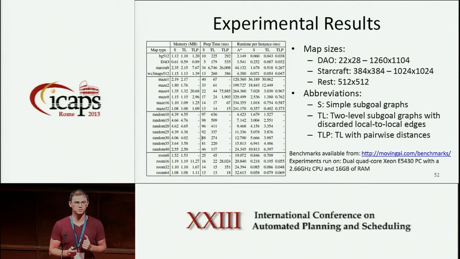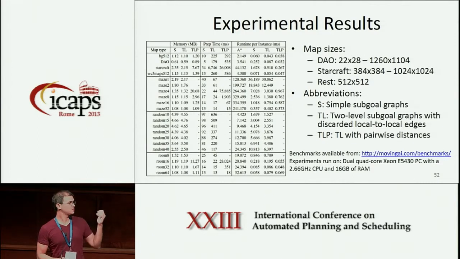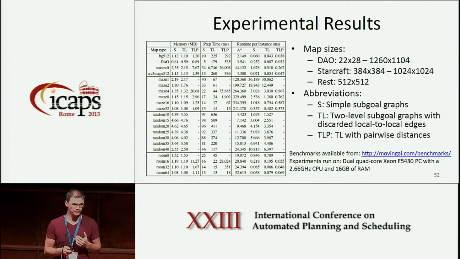So now to the experimental results. I'm going to have this table up here. This compares A star versus simple subgoal graphs versus two-level subgoal graphs versus two-level subgoal graphs with pairwise distances. And the two-level variants have discarded local-to-local edges. I'll just highlight some of the interesting results here. And we are using all the maps in Nathan Sturtevant's benchmarks, which are available in this link.